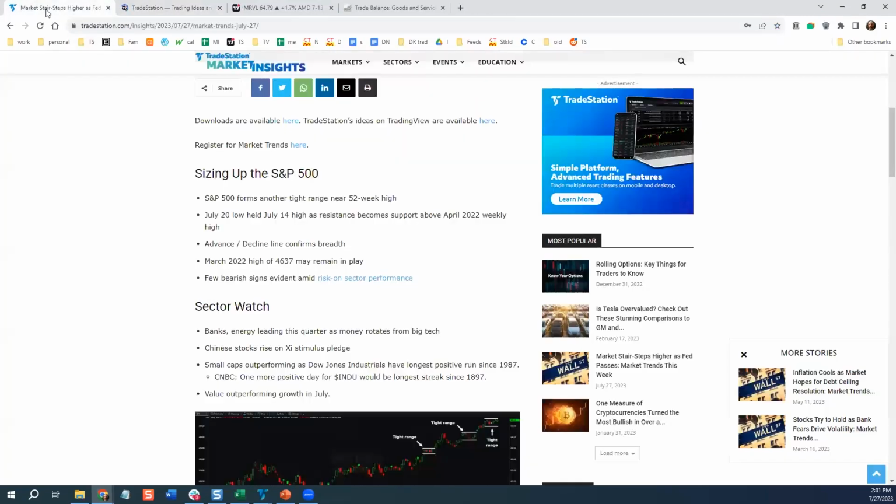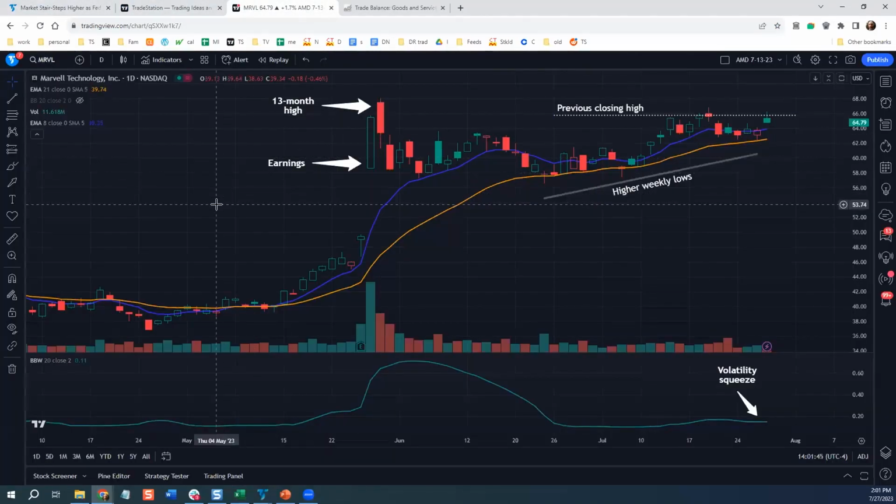I wanted to show you that I'm actually working on an idea right now on Marvell. I'm looking at this kind of tight squeeze to the upside as a semiconductor company. However, at the time we're speaking, it's interesting to actually look at the market here. So let me just show you.